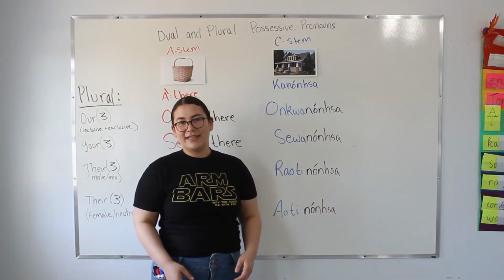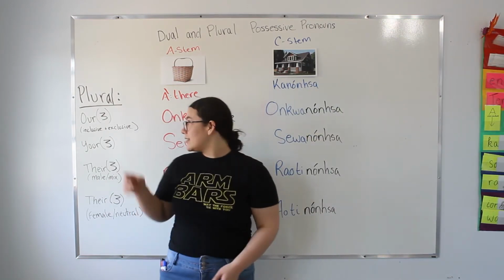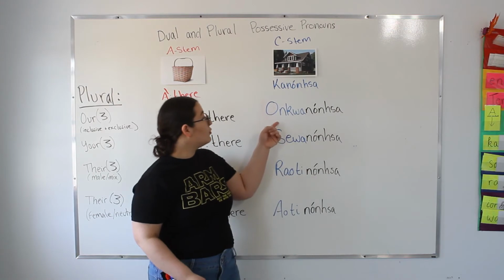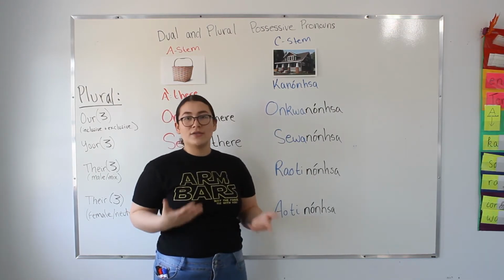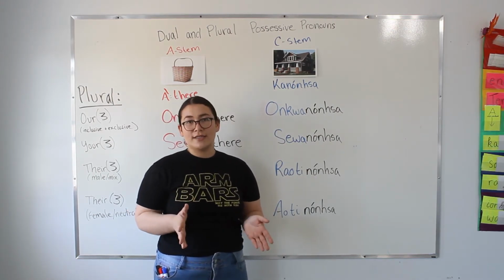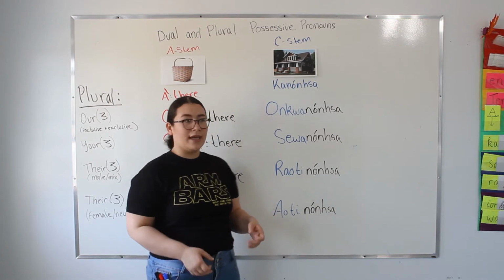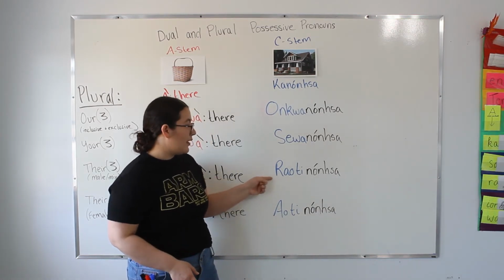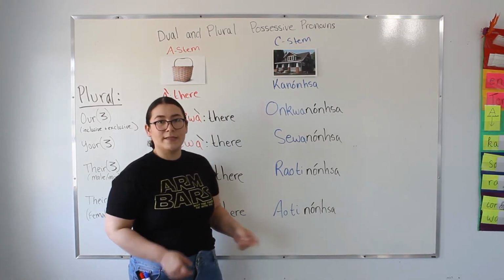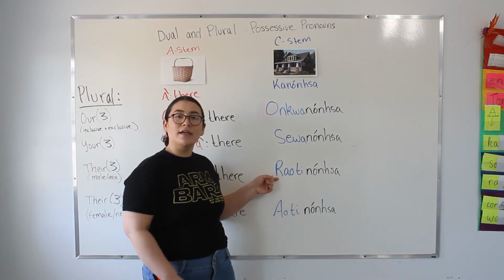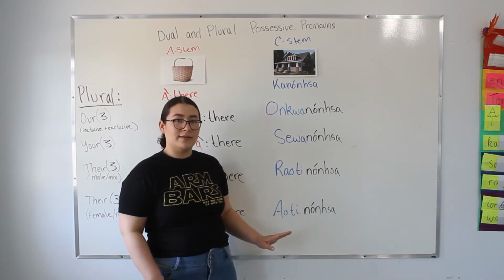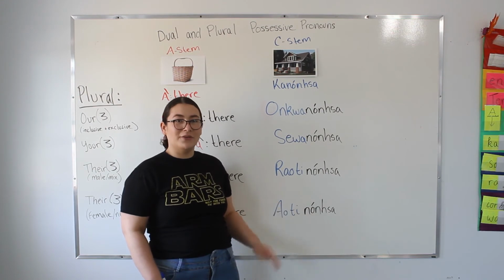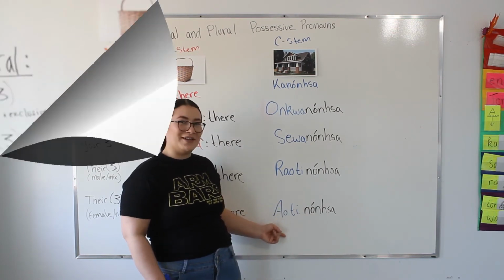And now we're going to be looking at the C stem plurals. So it's almost the same as the A stem, ungwa, ungwa. So our house is ungwanusa. Your guys' house is zewanusa. And once again, the possessive pronoun in plural and dual is the same in C stem. So their house is raudinusa, and those females' or those neutrals' house is audinusa.